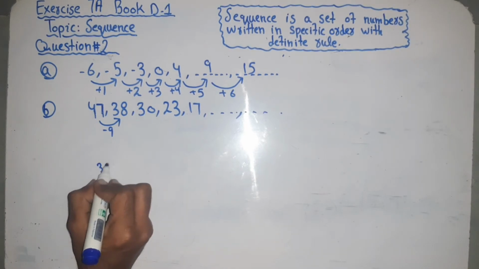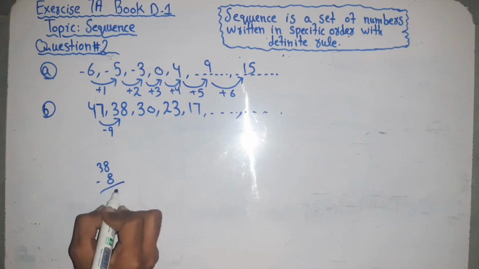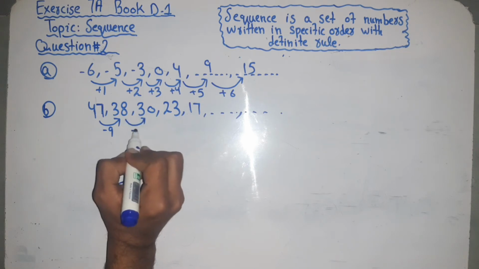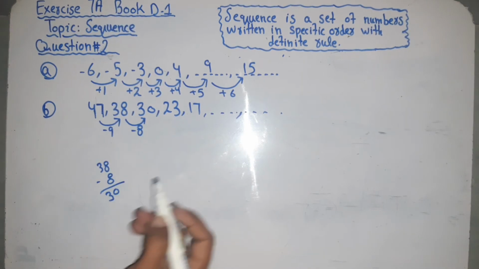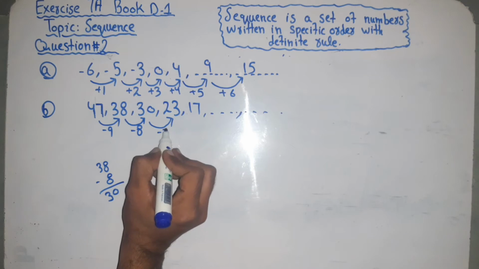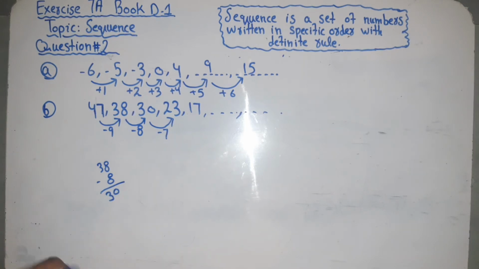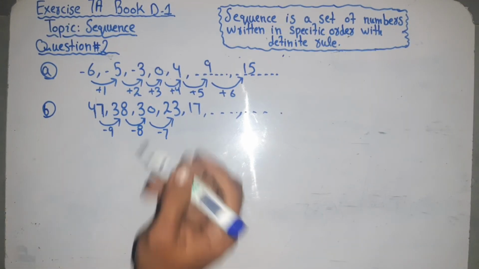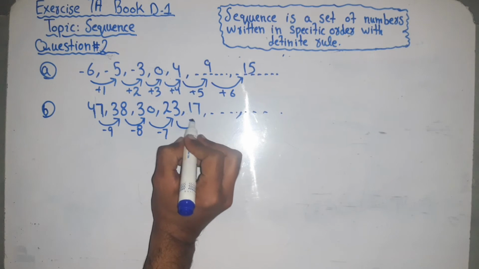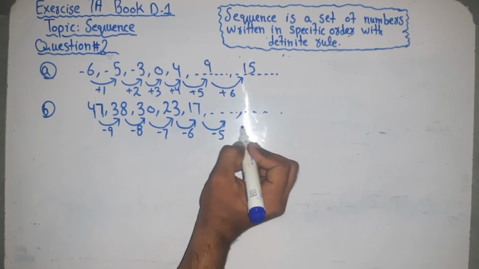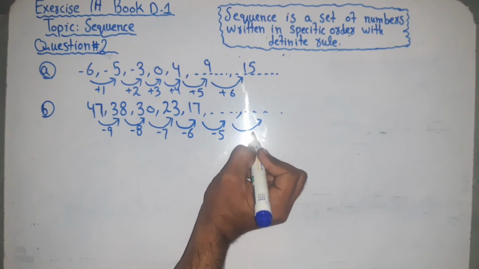So it means that we have to subtract 8. So here we are subtracting 8, and now here it was -9, then -8, so definitely here it will be -7. We can check. If we subtract 7 from 30 we will get 23, and similarly here we have to subtract 6, then here we have to subtract 5 and here we have to subtract 4. Okay.